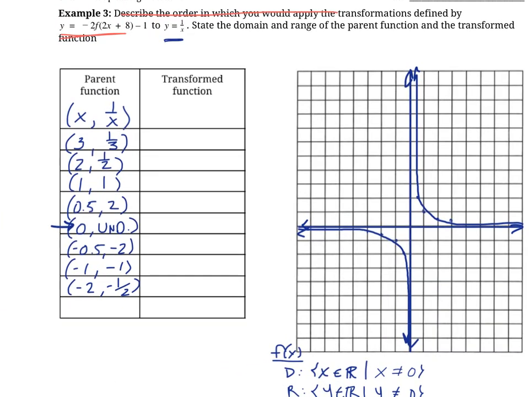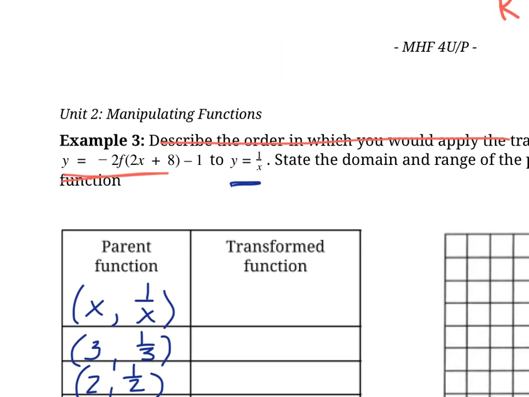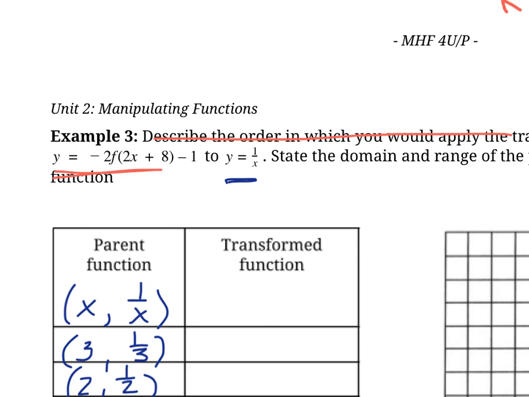Now, the transformed function. So in order to do the transformed function, we have to apply that point mapping again to the points we've already plotted. In order to do that, we need to identify the a, the k, the c, the d value, right? So let's look at this function that we're given here. Negative 2f of 2x plus 8, all minus 1. How do we go about finding those values?